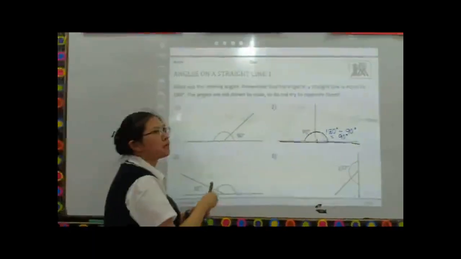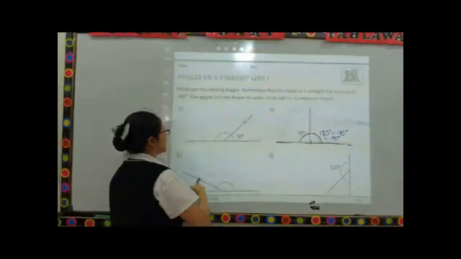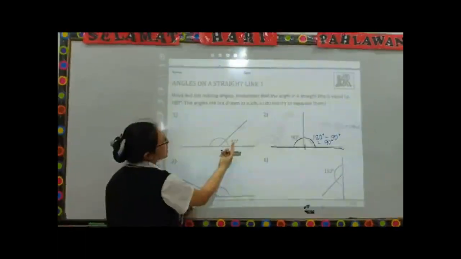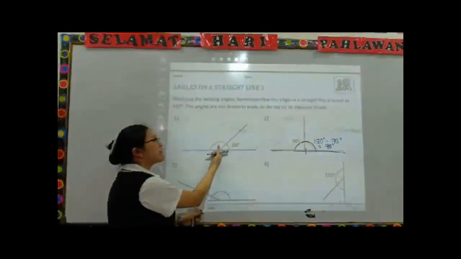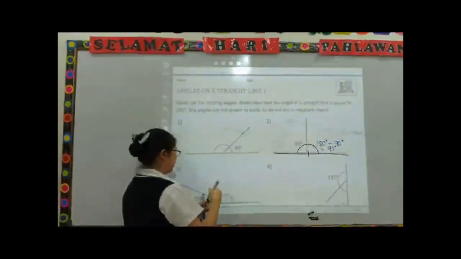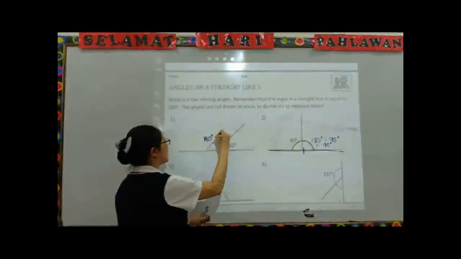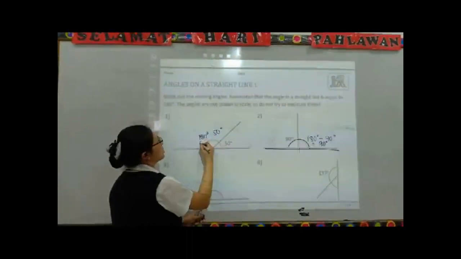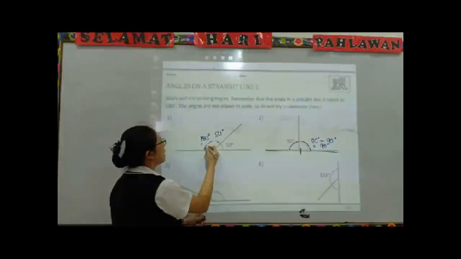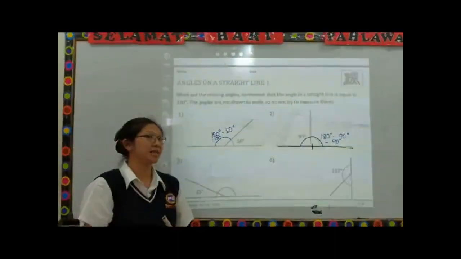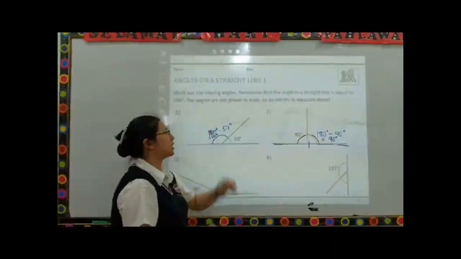Okay, it works the same for every other line. So this is a straight line, this is 180 degrees. It tells us it's 50 degrees over here. How can we find the angle over here? We can do 180 degrees subtracted by 50 degrees. So the angle over here is 130 degrees. What kind of angle is this? Yes, it is an obtuse angle.